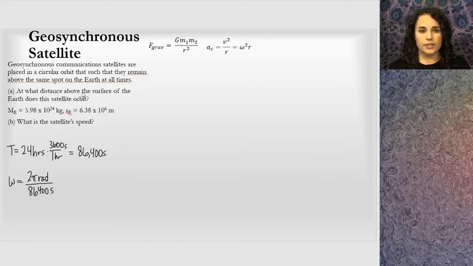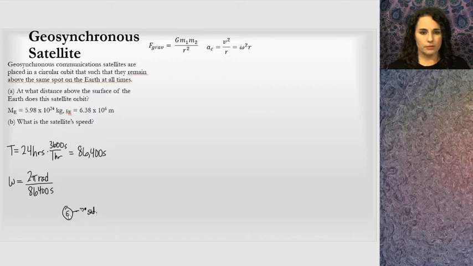It says, at what distance above the surface of the Earth does this satellite orbit? Interesting. We can find how far above the surface of the Earth based on its period. Okay, so maybe let's just draw a quick picture of the situation just to make sure we're understanding it. Here's the Earth. The satellite is some distance away from the center of the Earth.